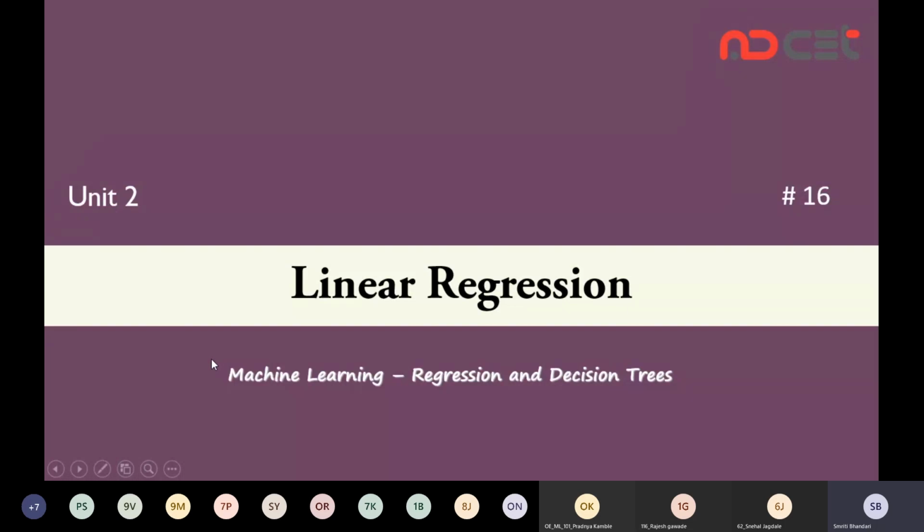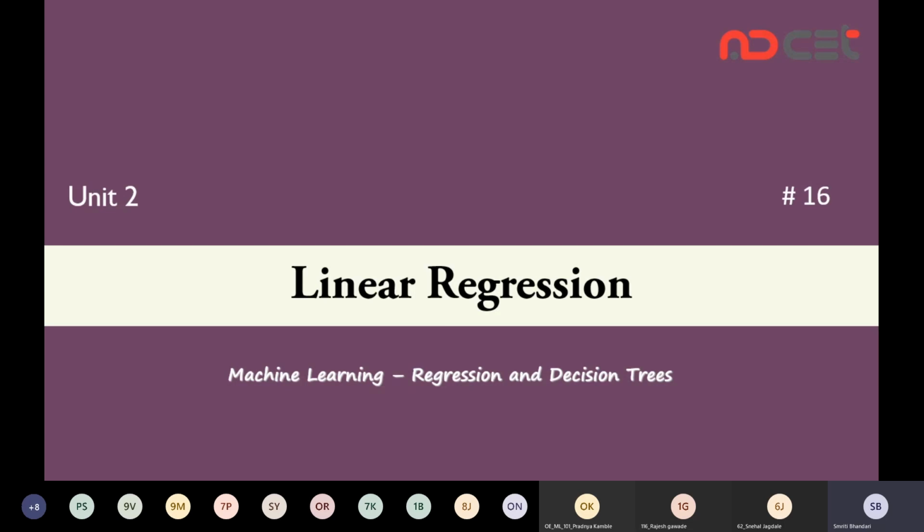So let's start today's session. In today's session, we are going to focus upon linear regression. In fact, we have started discussing regression in the last week. So let's have a quick recap about the contents that we have discussed, and then we'll continue our discussion today.